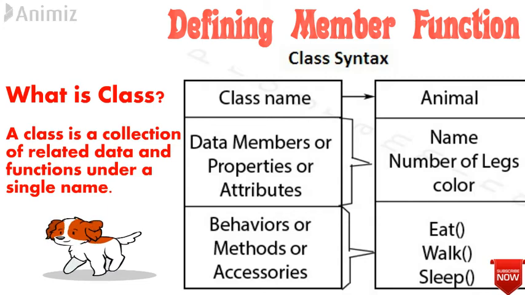Example: consider a dog as a class name. Name of a dog, number of legs, color is nothing but data member or attribute. The functions like eats, walk, sleep comes under the function of a dog, or else we can call it as member functions. So basically a class is a collection of related data, member and member functions under a single name.